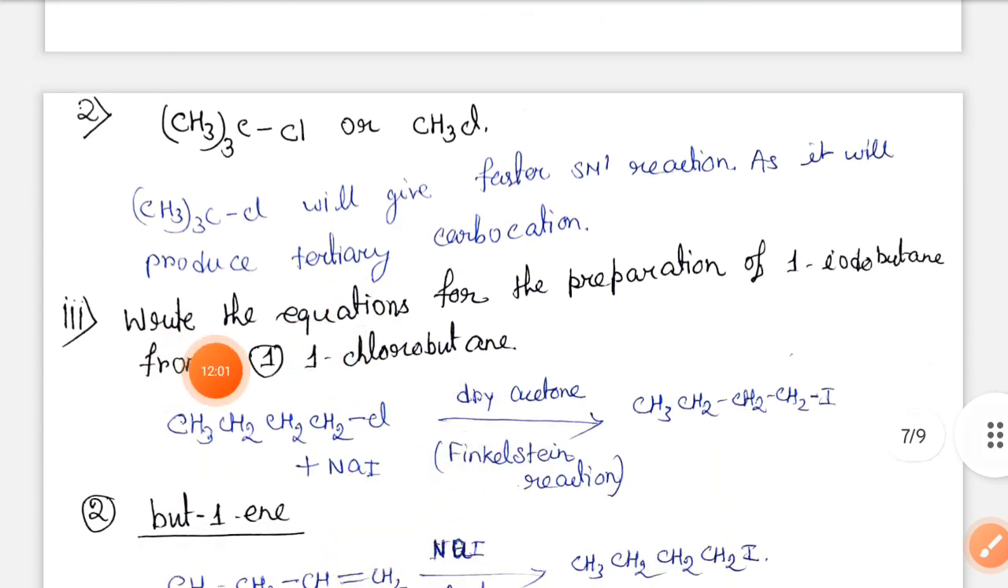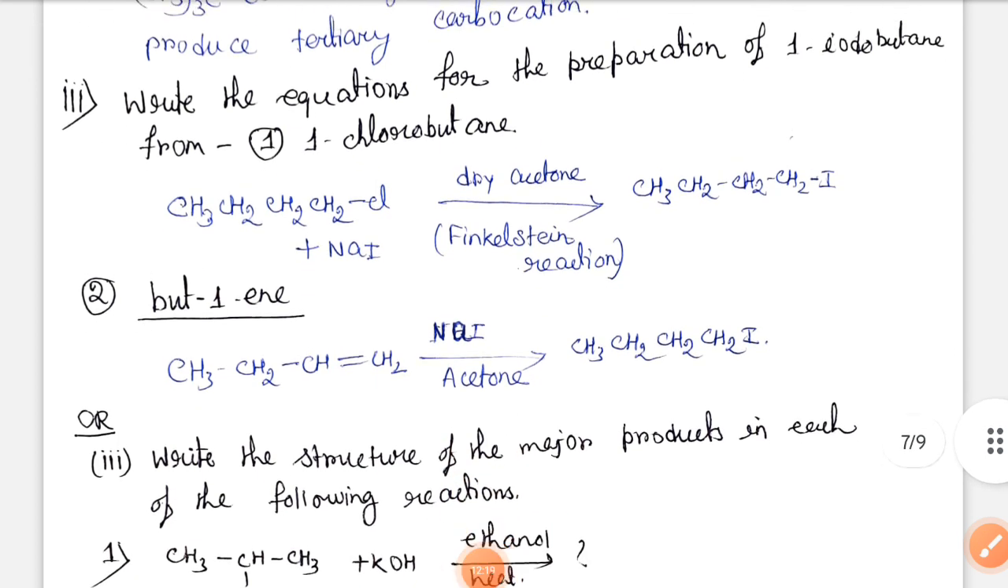Next, write the equation for the preparation of 1-iodobutane from 1-chlorobutane. That is, first is the Finkelstein reaction. The reagent is dry acetone and NaI, sodium iodide. That is the product. Next step, but-1-yne. The reagent is NaI, sodium iodide, and acetone. Here the product is this.